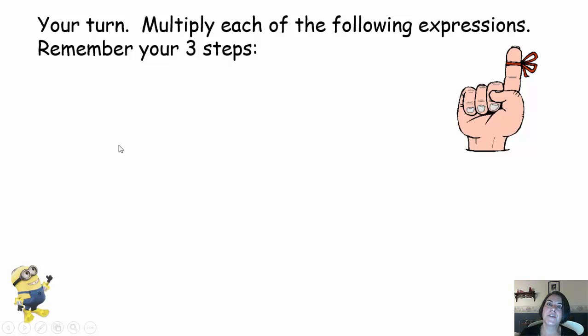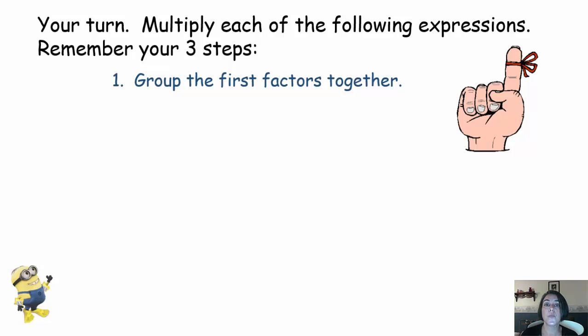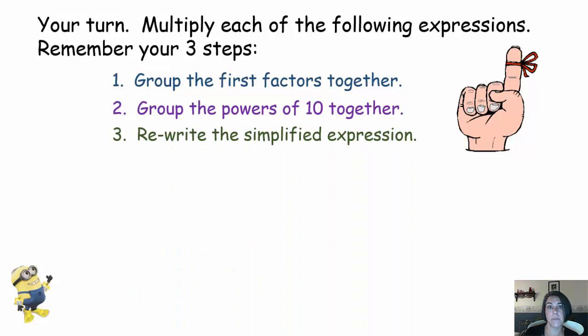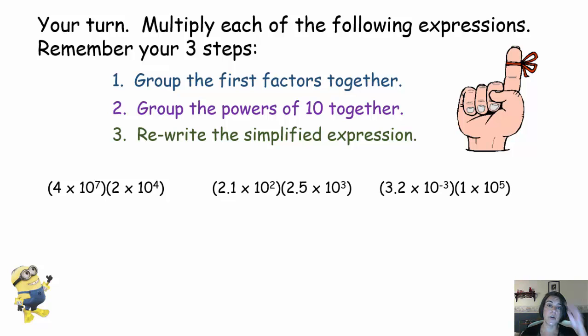Now it's going to be your turn. You're going to multiply the following expressions. But remember our 3 steps. Group the first factors together. Group the powers of 10 together, and then rewrite the simplified expression. These are the 3 problems I'd like you to go ahead and try on your own, so please pause the video for a moment, try these problems, and come on back.